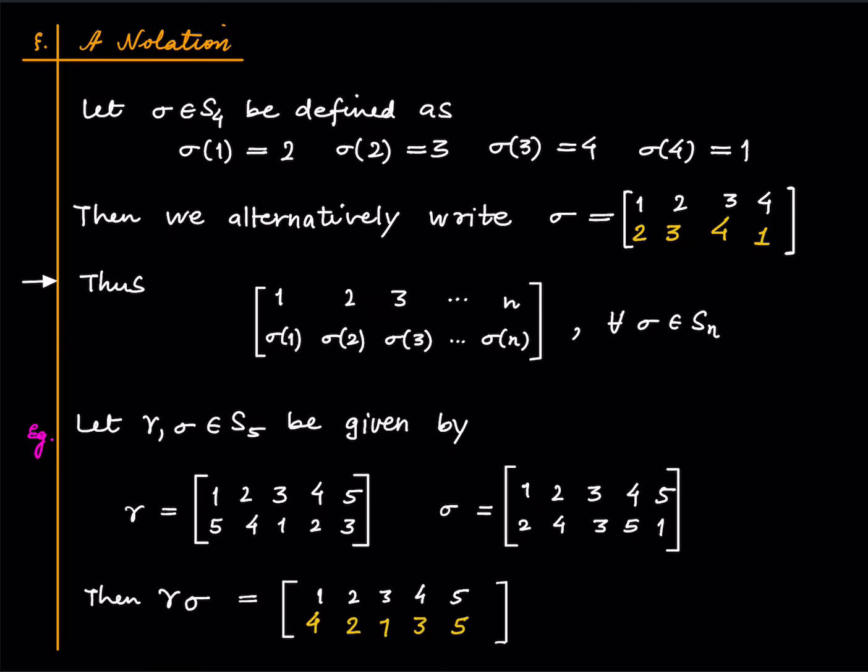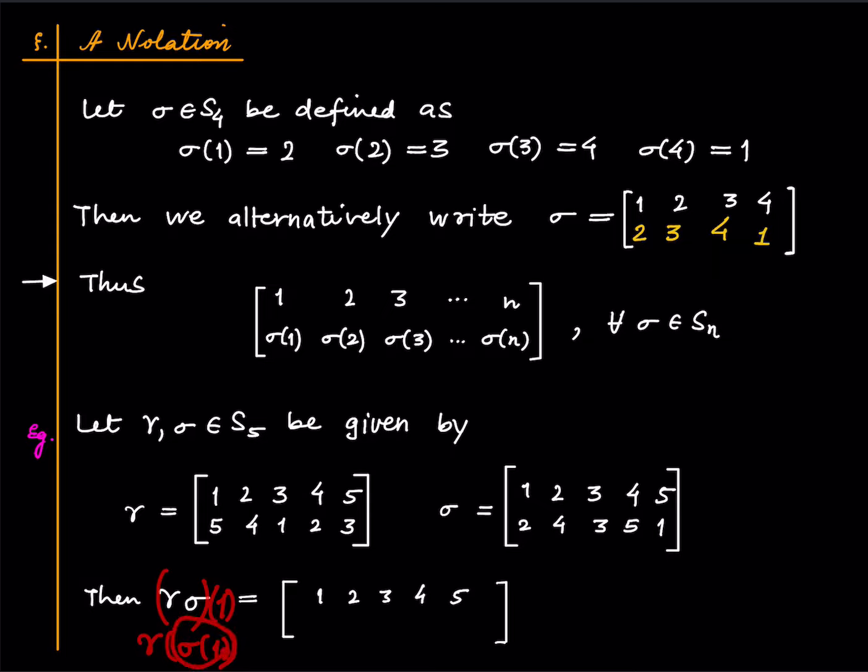So let's take an example and compute something. Suppose sigma and gamma were in S5 given by these. Then let us compute that. And again, let me do it in real time. So gamma sigma is what we want to compute. So if I feed 1 to gamma sigma, I get gamma of sigma of 1.